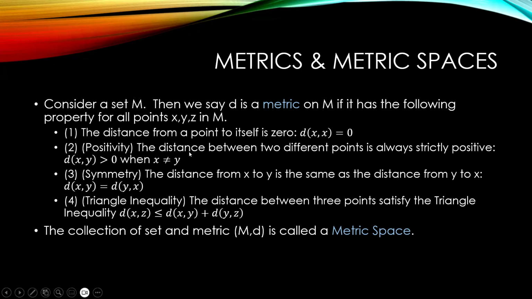The next one is positivity. And so the distance between two different points is always strictly positive. And so the distance from point x to point y is greater than 0 whenever x is not equal to y. And hopefully this makes sense. If we're saying that two different points aren't the same point, we want there to be some distance there.